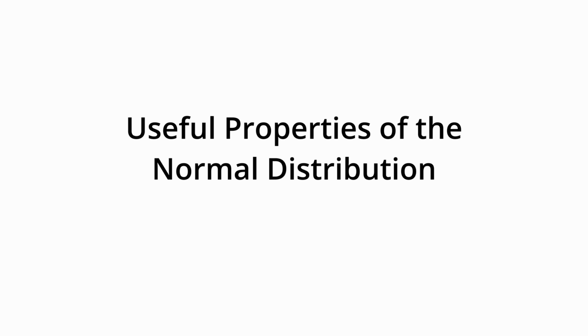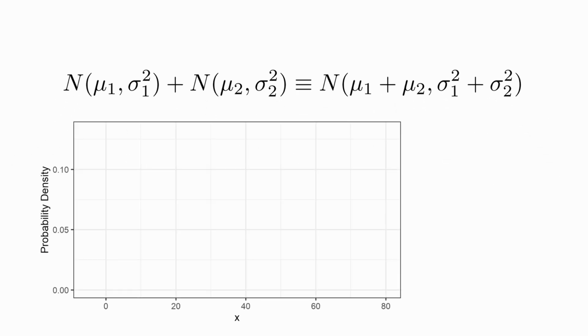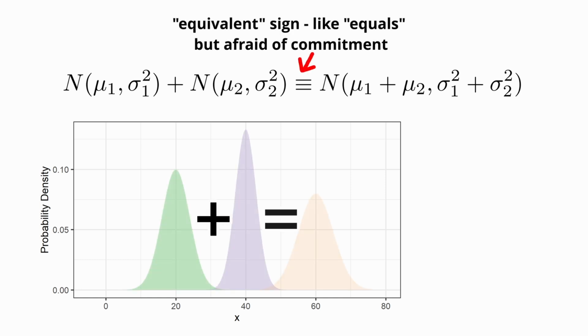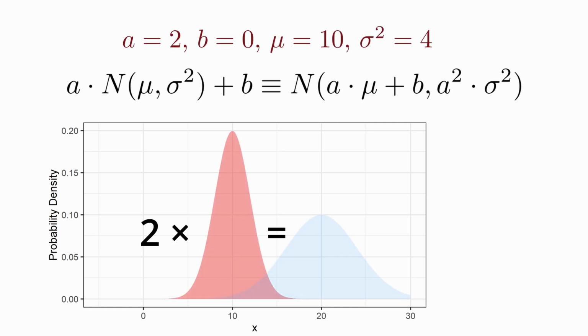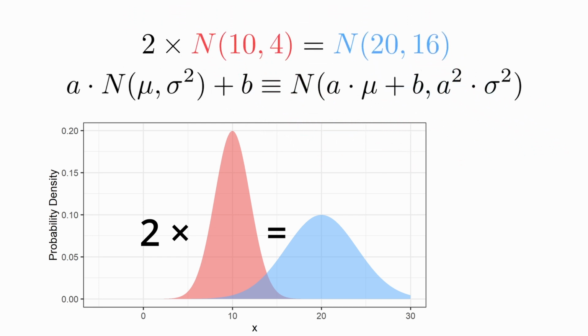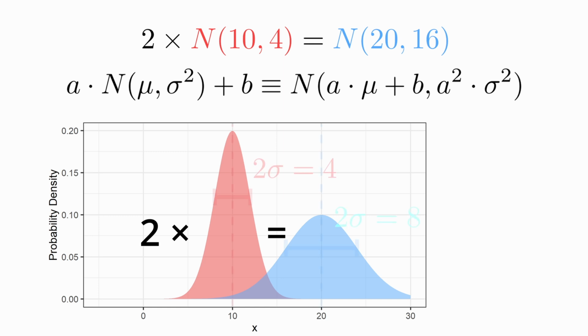The normal distribution also has many properties that make it useful to work with. For starters, if you add two independent normally distributed variables, you end up with a new normally distributed variable, and its new mean is the sum of the original means, and its new variance is the sum of the original variances. Similarly, you can multiply or divide a normal distribution by any number, and the result is a normal distribution with its mean multiplied or divided by that number, and its variance multiplied or divided by the square of that number. For example, doubling a normally distributed variable with mean 10 and variance 4 would result in a new one with mean 20 and variance 16.